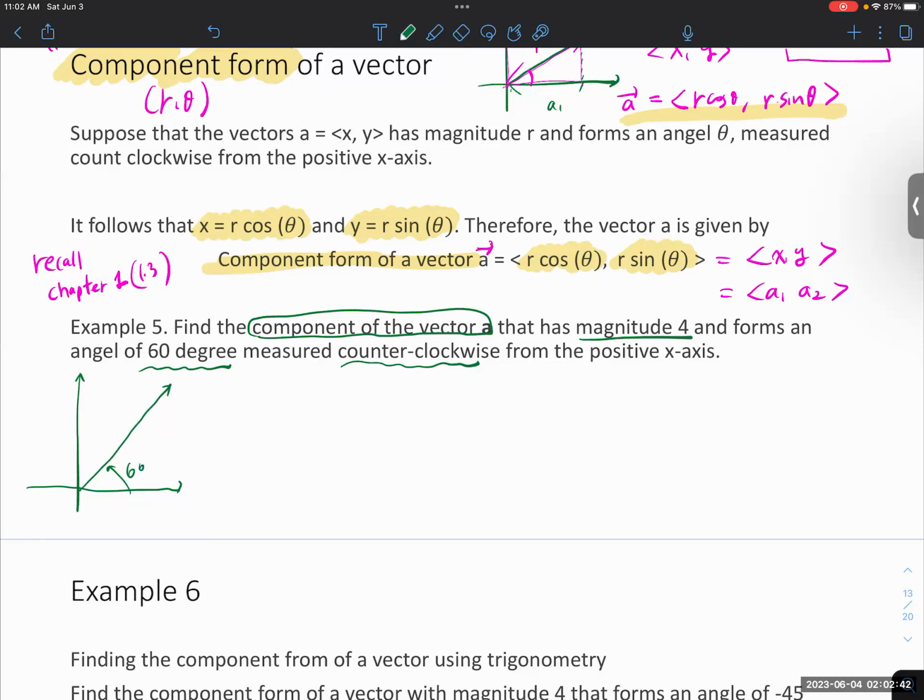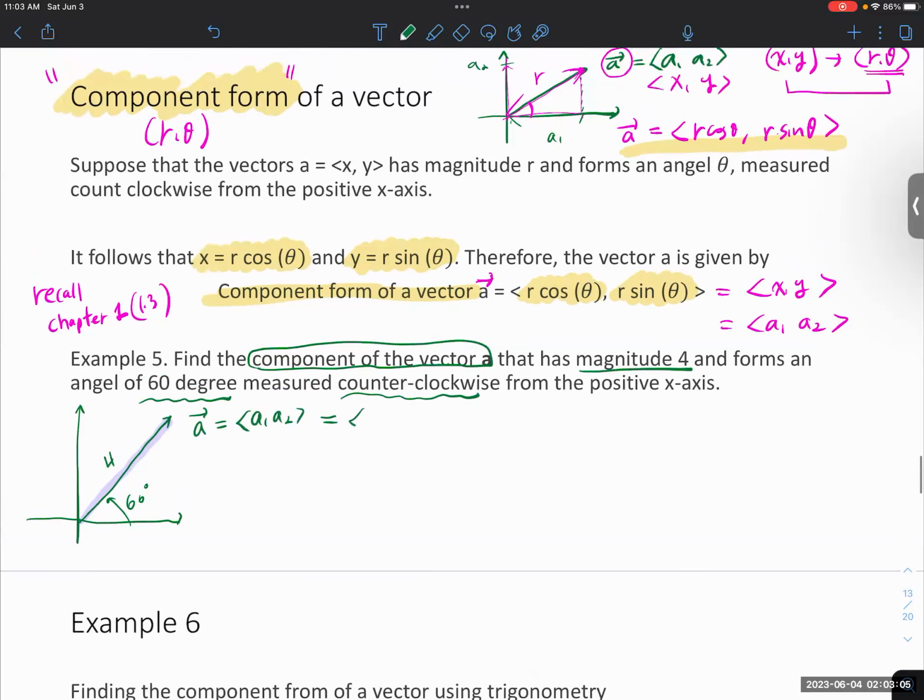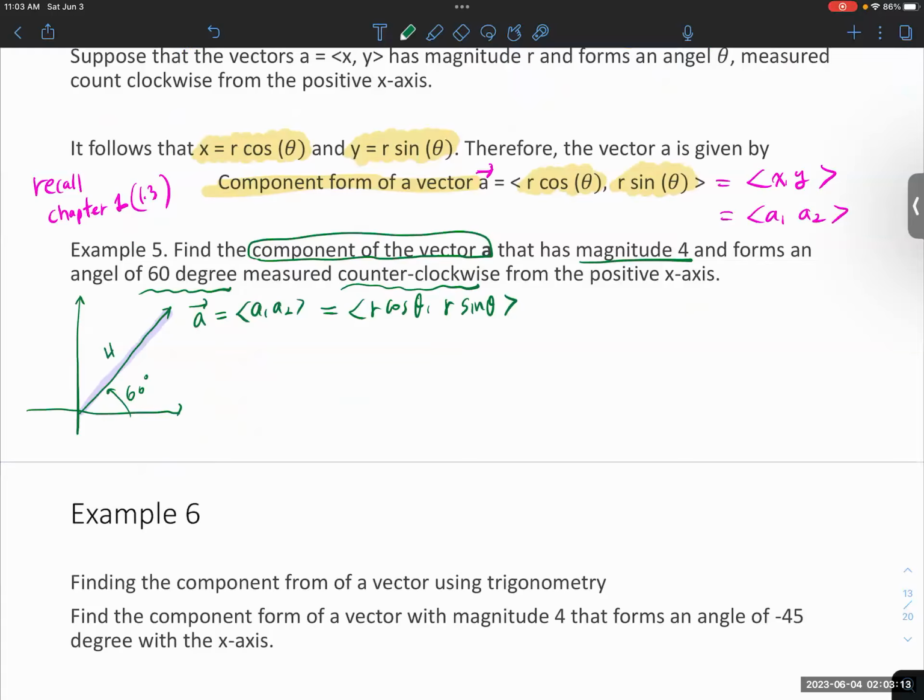So this is a 60 degree angle, and the magnitude of this is going to be 4. I want to find this vector A, right? And then they say use the component form. So this is going to be A1, A2, but I want to convert it to r times cosine theta, r times sine theta, correct? Everything is given. This is the magnitude, but at the same time, this is the radius. The radius is given as 4, and theta is 60 degrees.